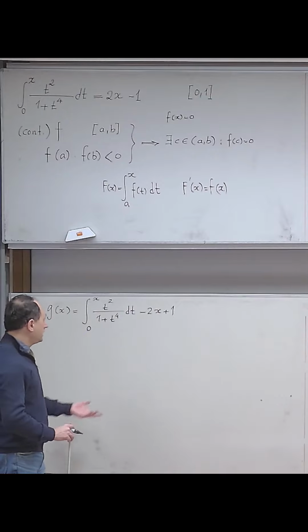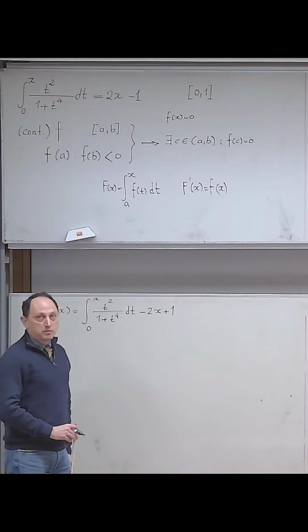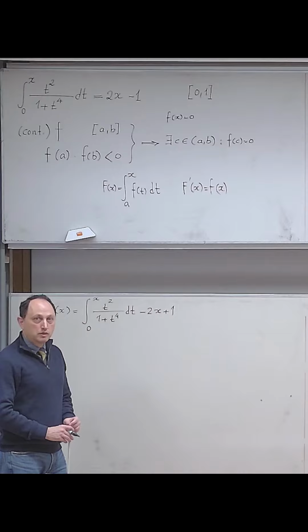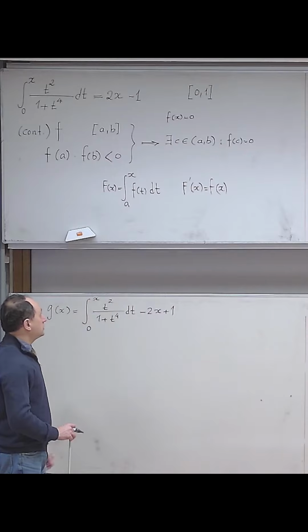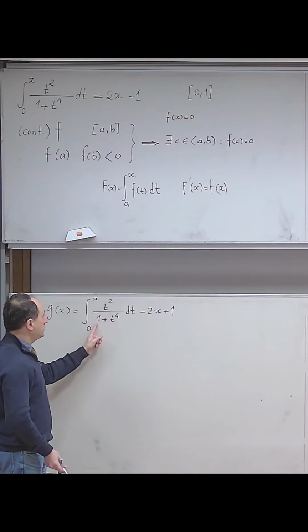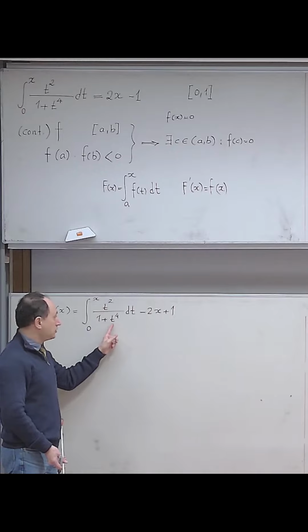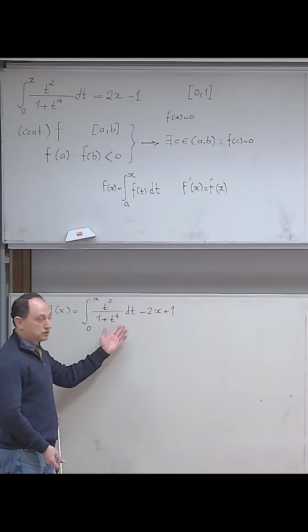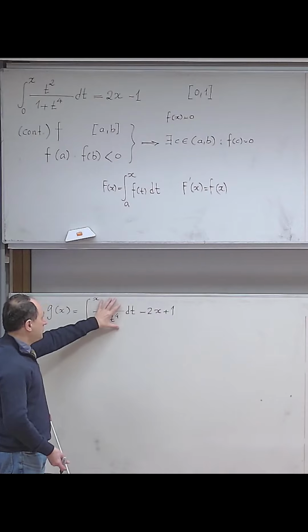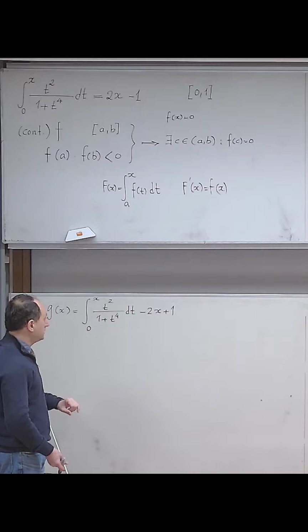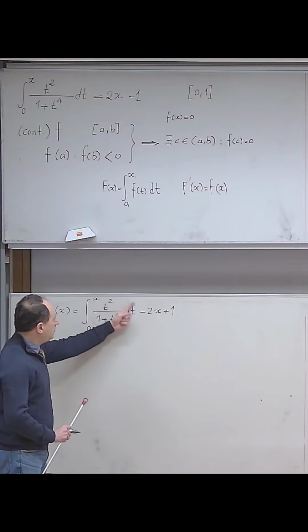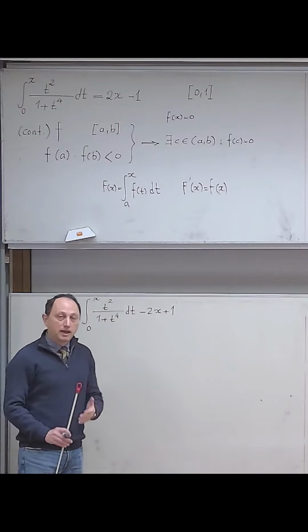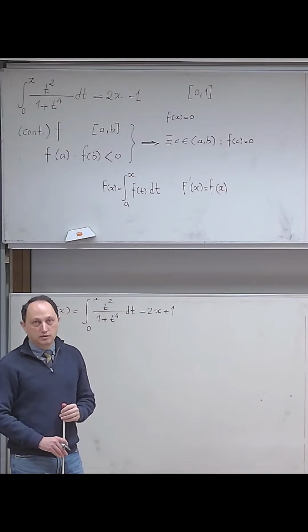Why is that? Because minus 2x plus 1 is just a polynomial, and we know that every polynomial function is continuous everywhere. And this part is continuous exactly as I mentioned here, because this function is always continuous since the denominator cannot be 0. t to the power of 4 is non-negative, so t to the 4 plus 1 cannot be 0. So this function is continuous everywhere. And now, according to the fundamental theorem of calculus, the whole function will be differentiable and consequently continuous.